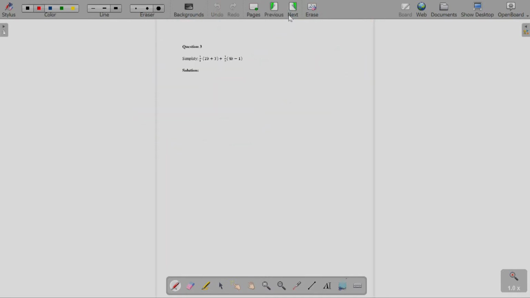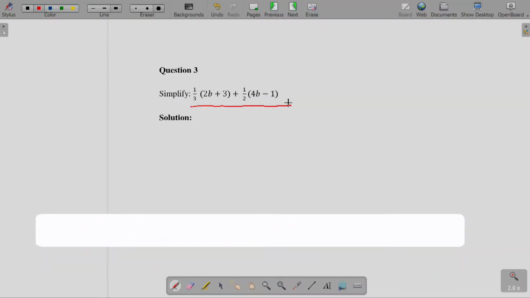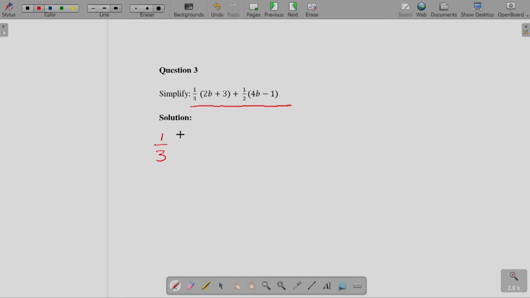So now let's move to another question, which is question number 3. We are required to simplify this expression. The first step is to write the expression given, which is 1 over 3 of (2b plus 3), plus 1 over 2 of (4b minus 1). This is the first step, to write the expression given.